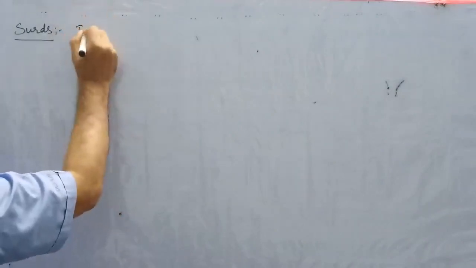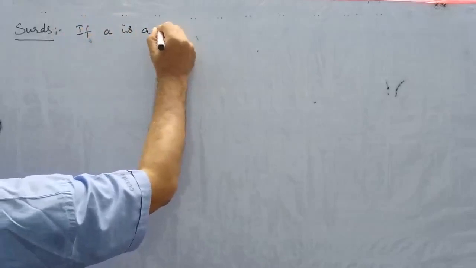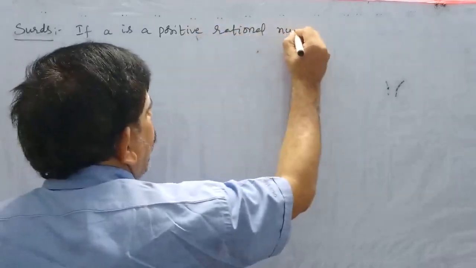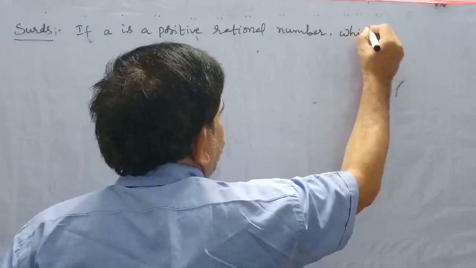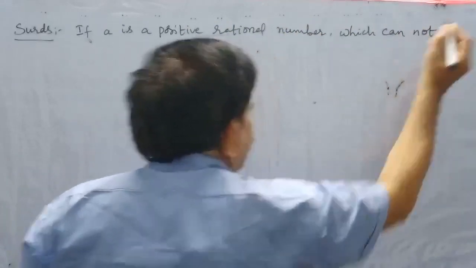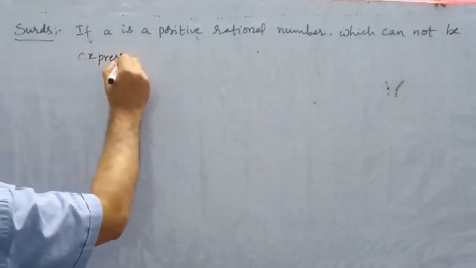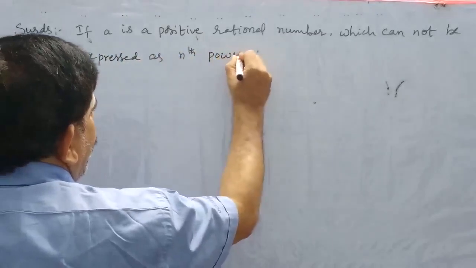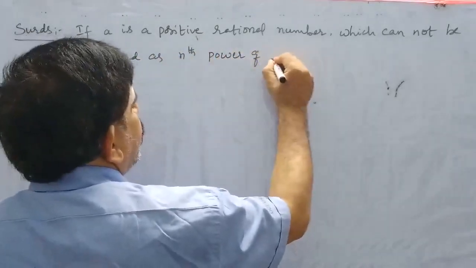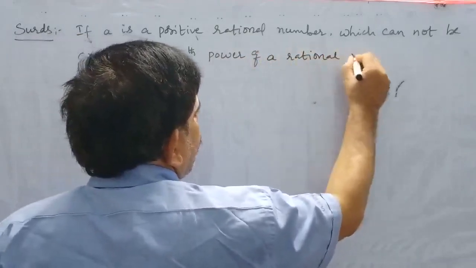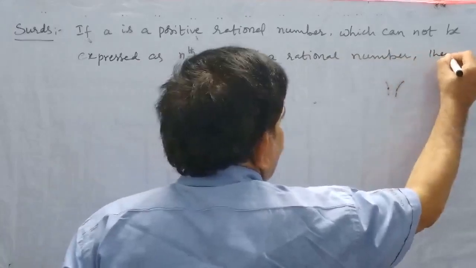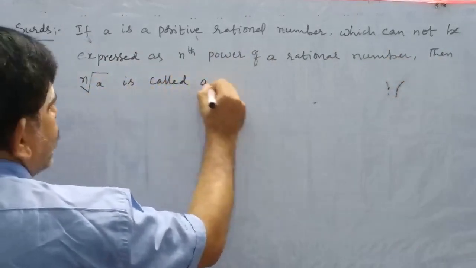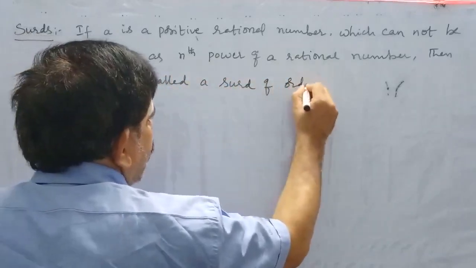If a is a positive rational number which cannot be expressed as nth power of a rational number, then nth root a is called a surd of order n.